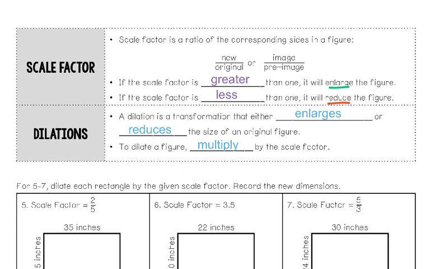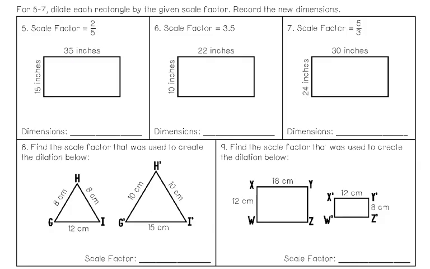Every time that you're looking at a scale factor, you're looking at a dilation. And a dilation is a type of transformation that either enlarges or reduces the size of an original figure. To dilate a figure, you always multiply by the scale factor. Here's an example of a 35 by 15 rectangle with a scale factor of 2/5. You know the scale factor, you always multiply by it. If you had a calculator, you could just type in 35 times 2/5. If you didn't, you would multiply 35 times 2 over 5 and simplify. And the new side length would be 14 inches long.